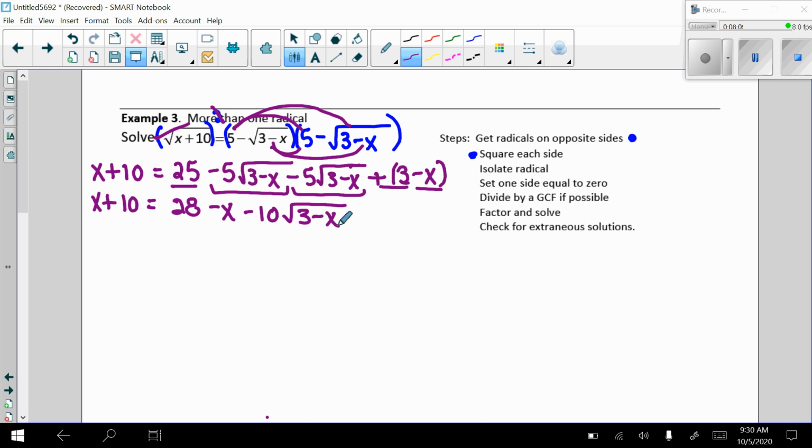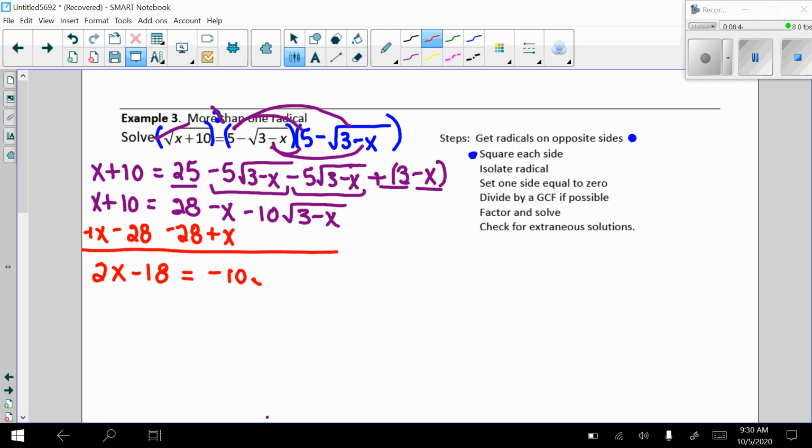So at this point, we've done a lot of work, and you might think, well, why do we still have a radical in our equation? Well, the progress that we've made is we don't have two radicals in our equation. We only have one. So now it's like the problem from the previous page, where we want to move everything over to one side so we can isolate our radical. And we wind up with 2x minus 18 equals negative 10 times the square root of 3 minus x.